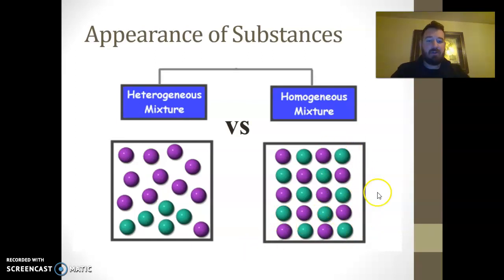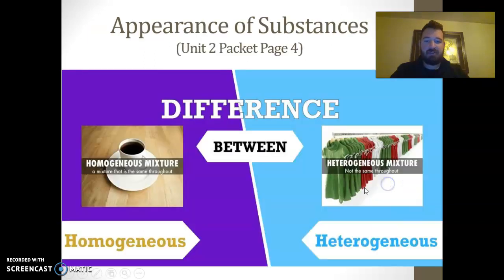And some real world examples of these, a homogeneous mixture would be something like coffee. It looks like one uniform substance throughout, even though we know it's just our coffee grounds have dissolved in the water. There's no chemical reaction taking place. While a heterogeneous mixture might look like our closet full of clothing. We have different colors and different shapes. Nothing looks uniform throughout. The uniforms are not uniform.